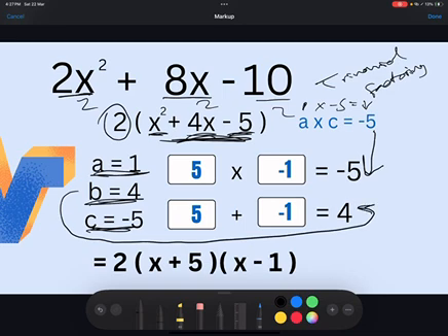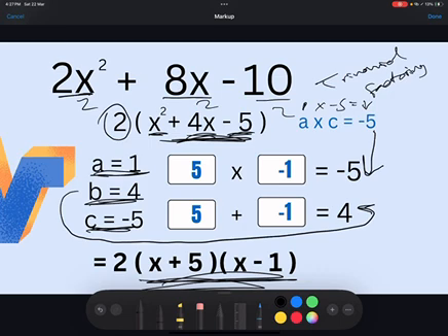Find two numbers that when multiplied equal negative 5 and when added equal 4. The two numbers are 5 and negative 1, because 5 times negative 1 is negative 5 and 5 plus negative 1 is 4. We write them in parentheses, x plus 5 and x minus 1, each of them in different parentheses.